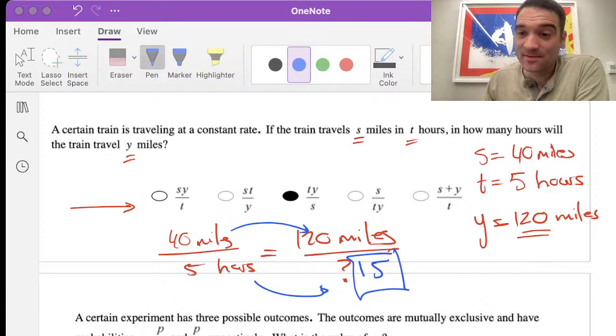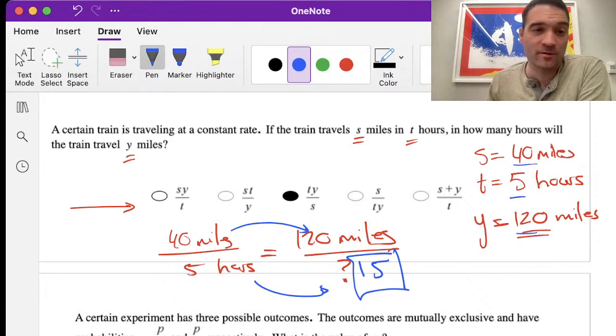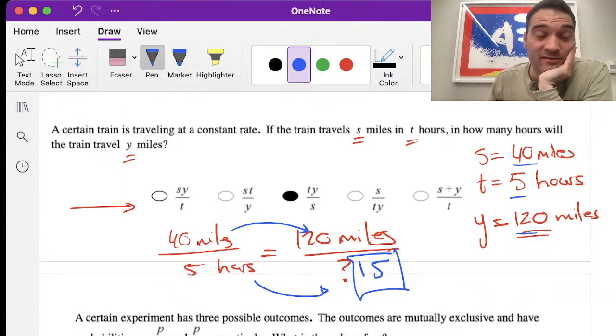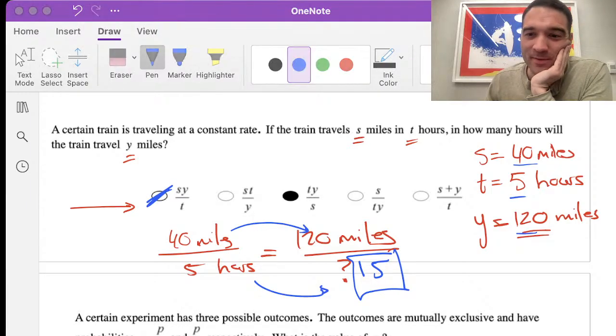Now the last step is to plug the numbers that you chose into the problem, wherever you see S, Y, T, et cetera, and see which one gives you 15. So let's start with answer option A. S times Y, 40 times 120, what's that, 4,800 divided by 5 is not 15. Not sure what it equals, but it's way bigger than 15.